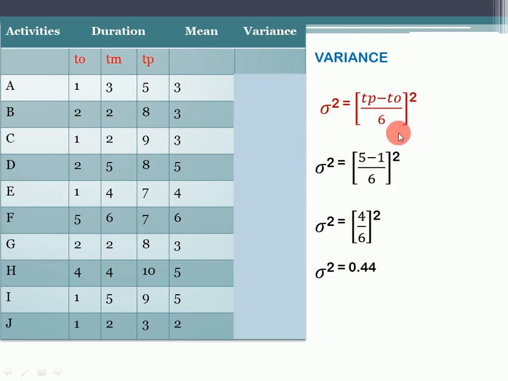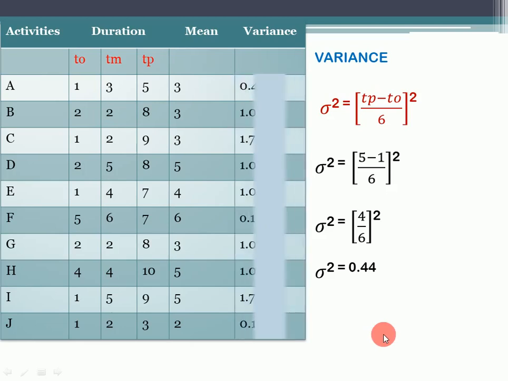Just by applying the formula, you can calculate the variance for each activity as well. And here I already have calculated the variance for each activity, and the values are like this. You can now see the calculated variance for each activity as well. This way we completed our two problems: first, the construction of the project network, and second, the expected duration. We found the mean and the variance of each activity.